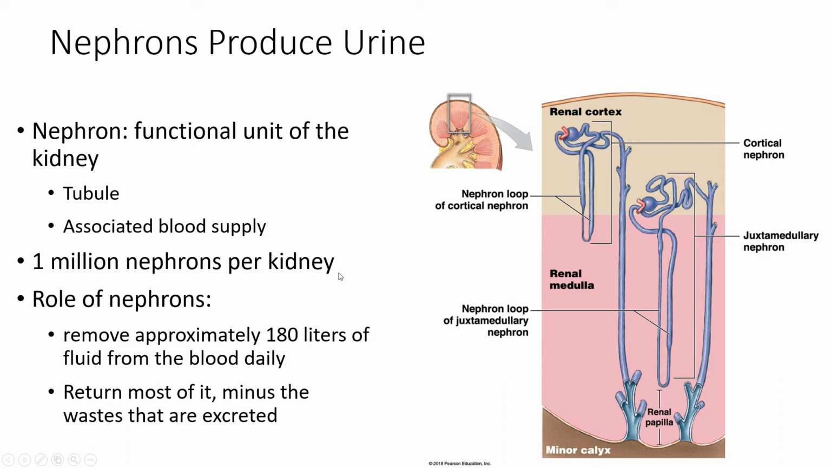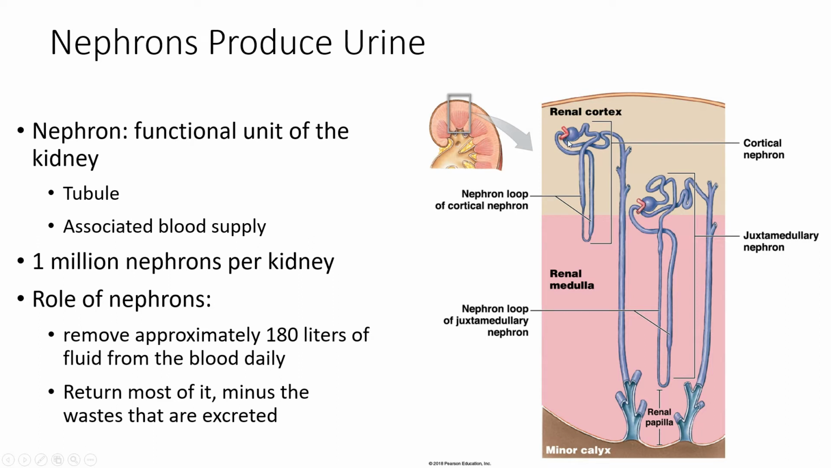And of course, when you look at it, it's going to consist of a globe-shaped renal corpuscle. You're going to see long renal tubules. And in this picture, you really don't see it, but there is an associated blood supply. So that's what makes up the nephron.